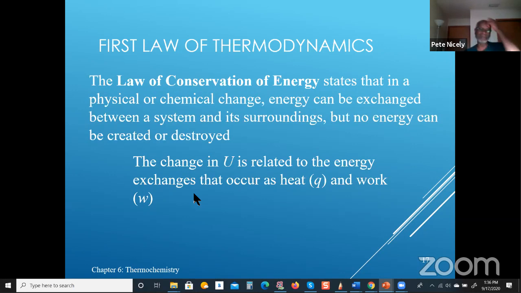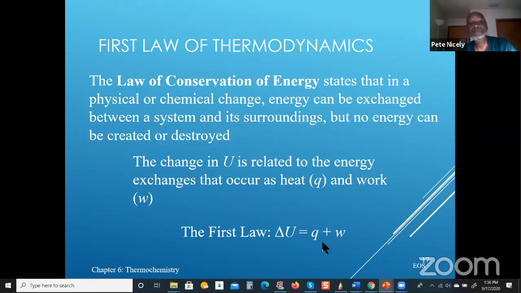Now, we can mathematically represent this law by using the relationship between the internal energy of an object or system, the heat that is either absorbed or lost, and the work that is either done on the system or by the system, all right? So the relationship between these three terms is given right here, right?